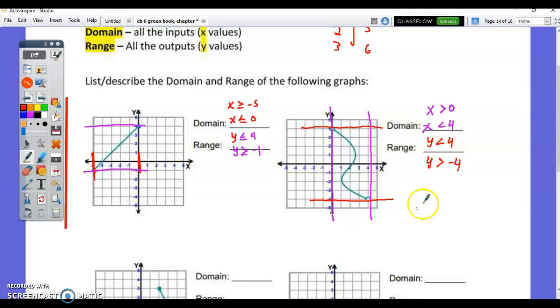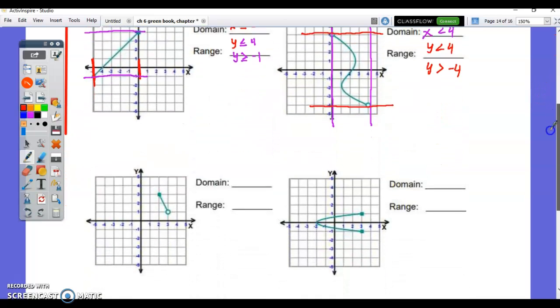Sometimes the graphs go on forever. We can say it includes all numbers, it goes on for infinity, but these are giving you boundaries so you can get used to seeing how that works.